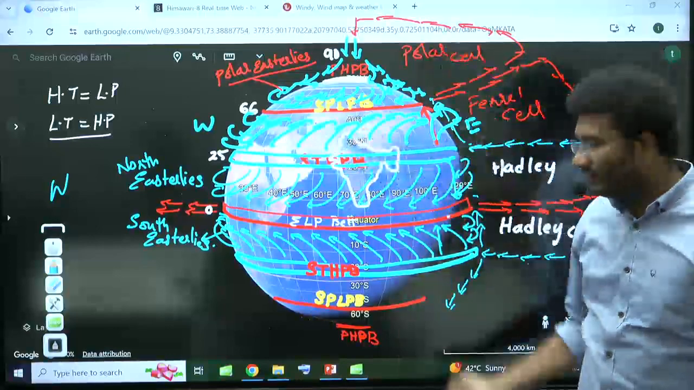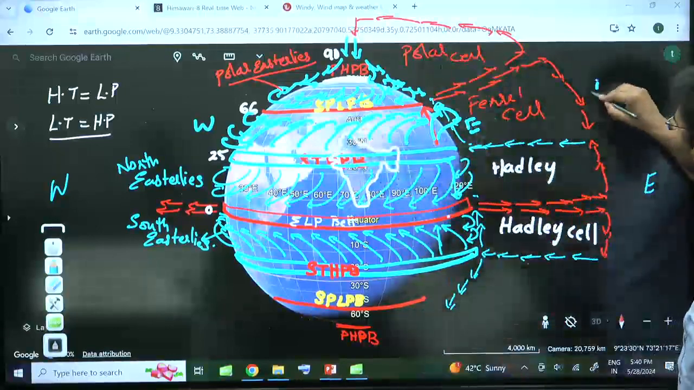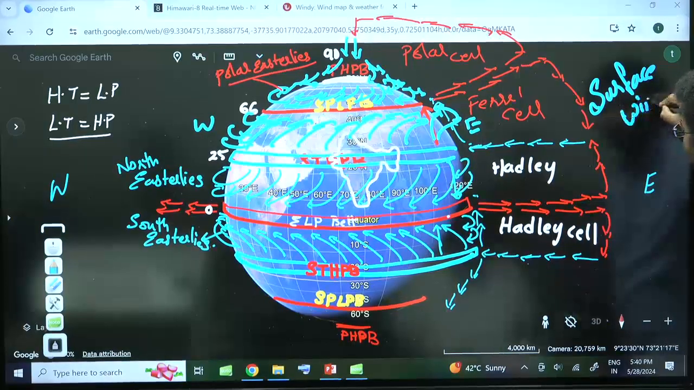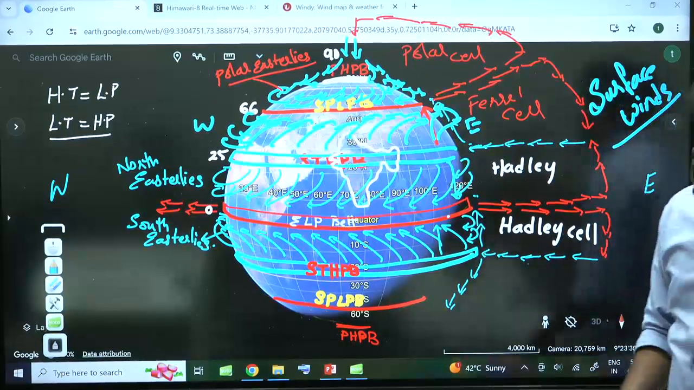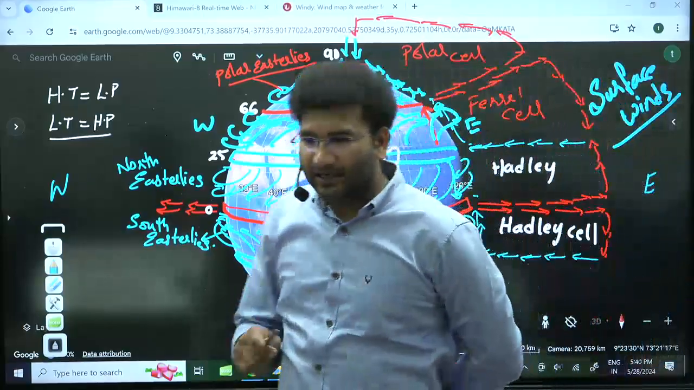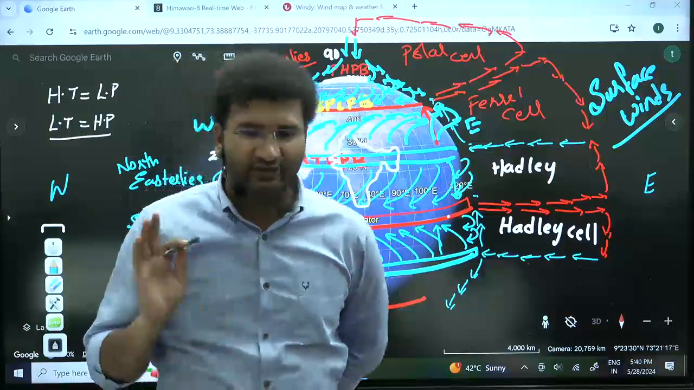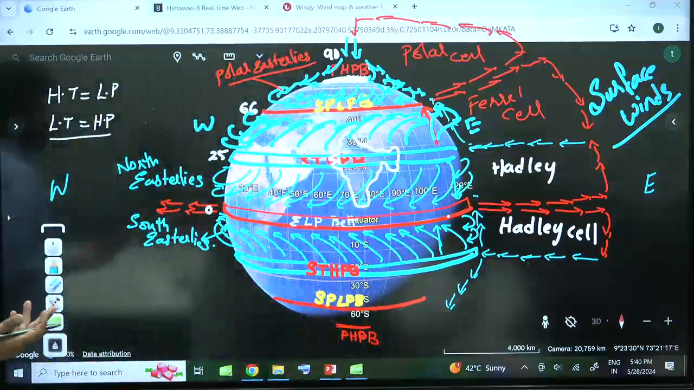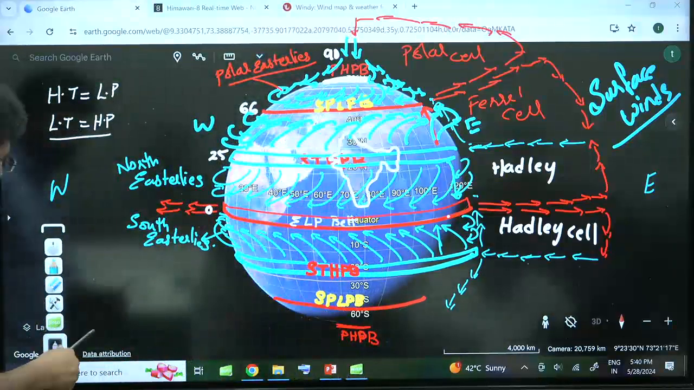Now, whatever winds we have studied, these are surface winds. Now, without drawing all of this, just draw an earth and on the latitudes I want you to see the direction of the winds. Okay? If you want to take a photograph or so, whatever you can take.